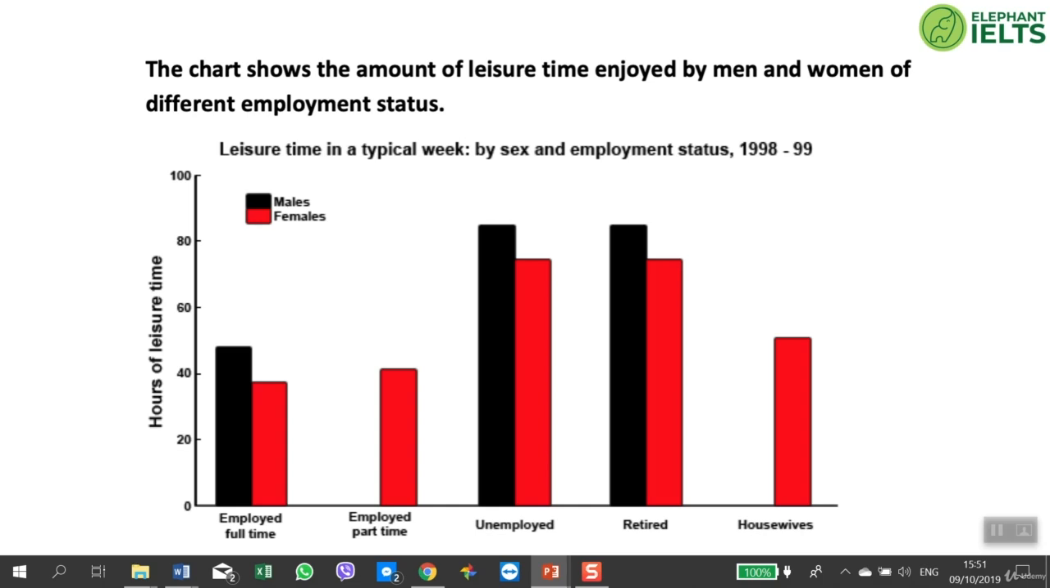What stands out about the amount of time people in these 5 groups had? Isn't it clear that the 2 middle bars are by far the highest? That means that people in those groups had the most free time in a week. So let's look at the model answer together.